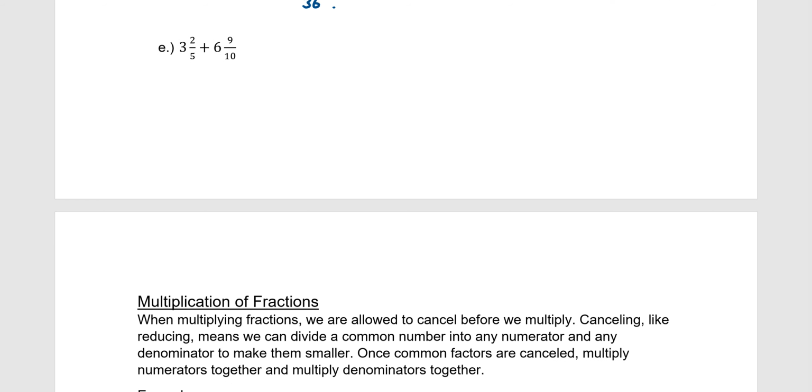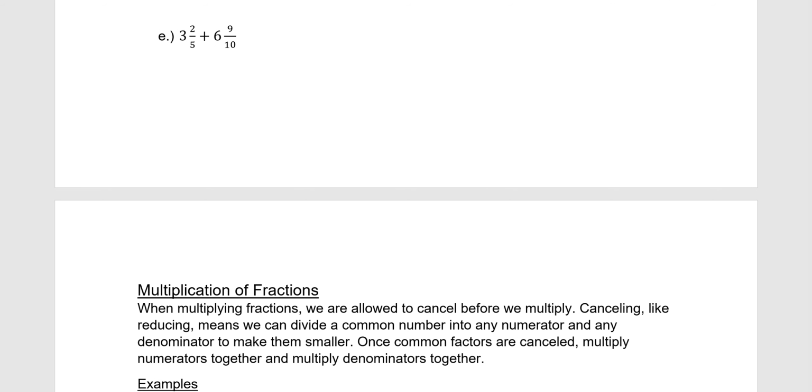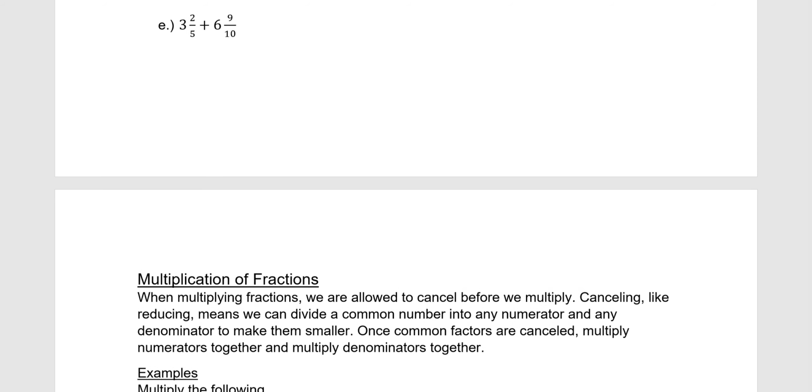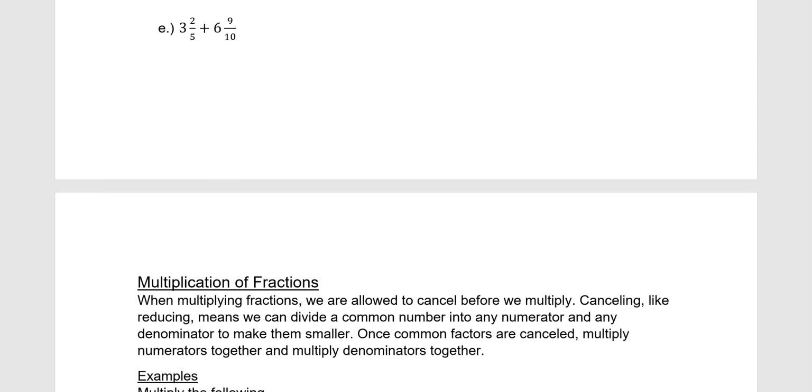And the last one here, we have two mixed numbers, 3 and 2/5 plus 6 and 9/10. So what I would recommend here is always change these to improper fractions. Technically, you don't have to. I just think it's personally a little bit easier, because if you don't change them to improper fractions and you use mixed numbers, then you usually have to do a slight adjustment at the end when you get your answer. So just change it to improper fractions right now.